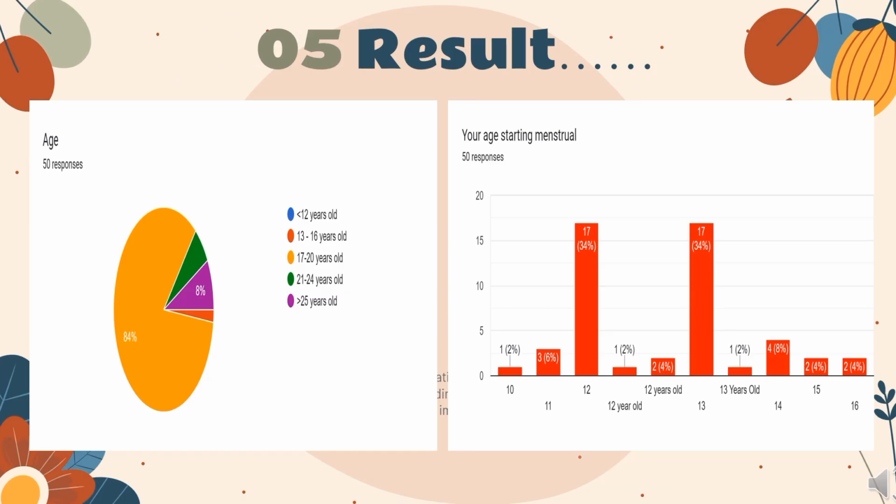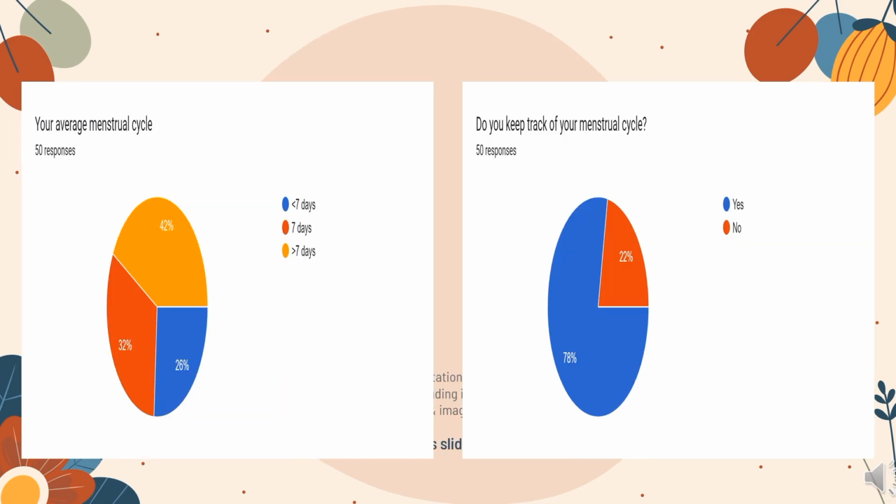Results. Our respondents are mostly from the age of 17 to 20 years old, followed by 25 years old and above, then 21 to 24 years old, and lastly 13 to 16 years old. Next, out of all 50 respondents, 34% of them are found to start their menstrual at the age of 12 and 13 years old. For average menstrual cycle, 42% of the respondents have an average menstrual cycle exceeding 7 days, 32% have a menstrual cycle of exactly 7 days, and 26% of the respondents have less than 7 days average menstrual cycle.